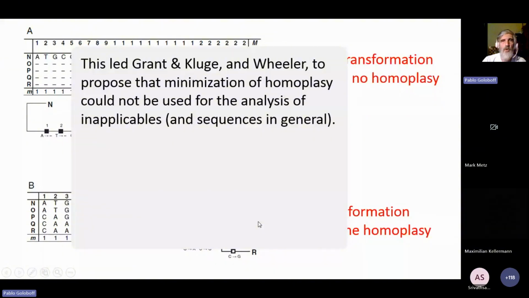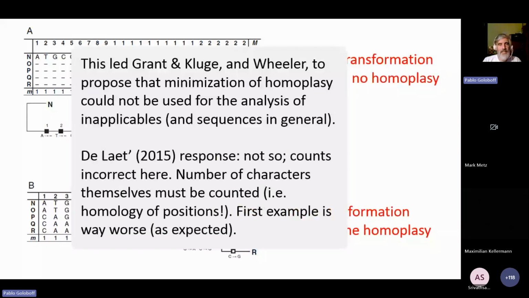And they say that the minimization of homoplasy cannot be used for the analysis of inapplicables and DNA sequences in general. The response by De Laet, which is in that paper in 2015, was no, not so. The counts really are being incorrect. That is not what I meant. The number of characters themselves must be counted. Remember that he spoke of counting the regions of inapplicability.